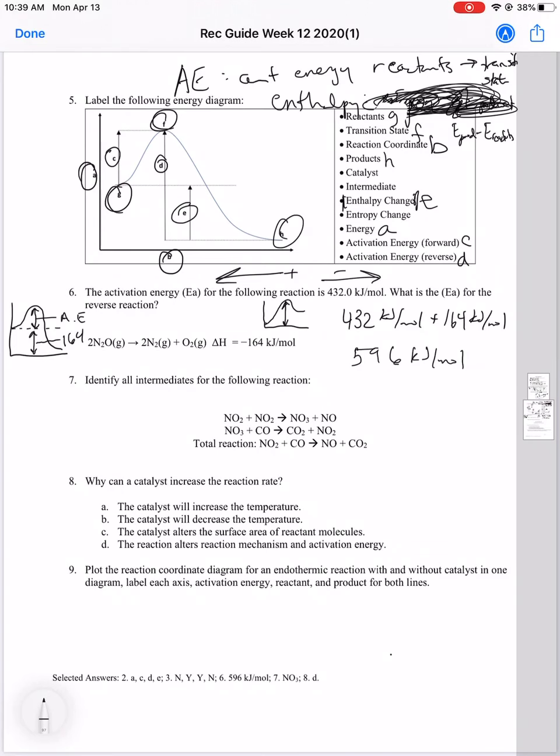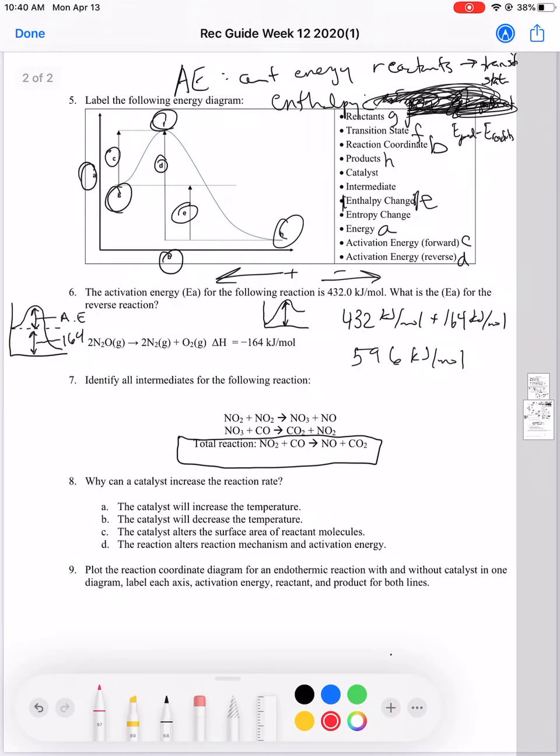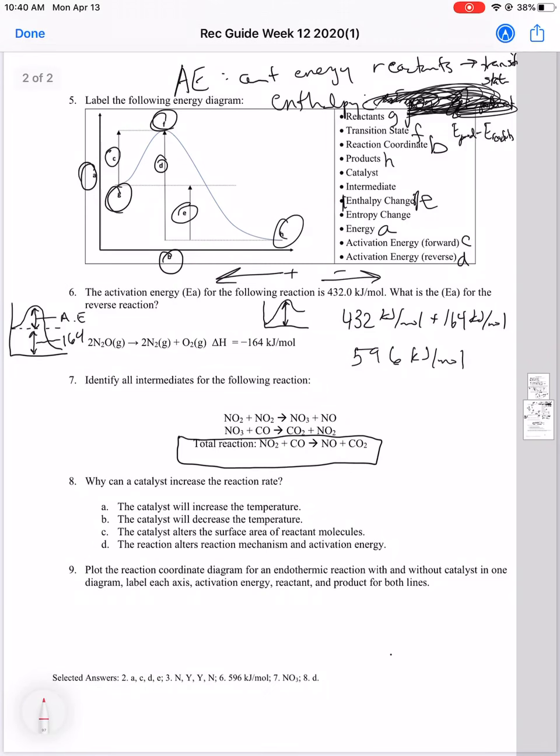Next one, identify all of the intermediates for the following reaction. So we're given our total reaction down here. I'm going to change my pen color to red now. So NO2 plus CO goes to NO plus CO2.